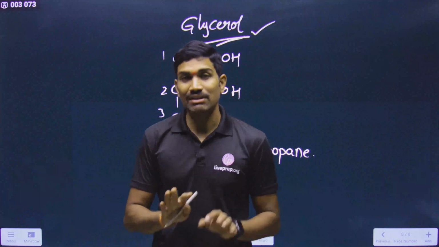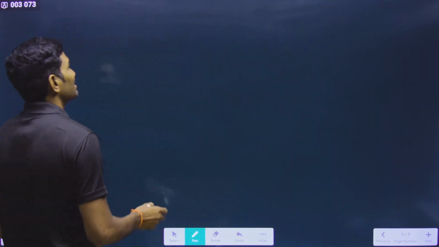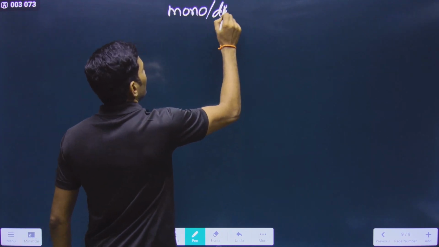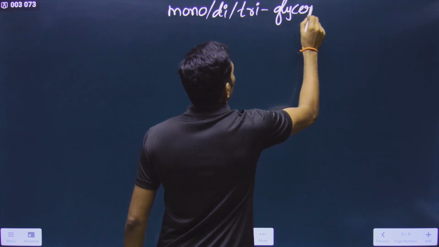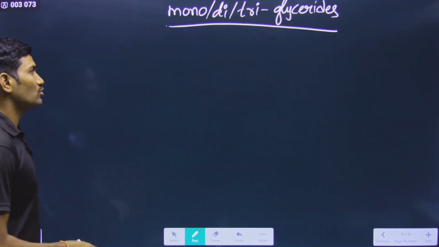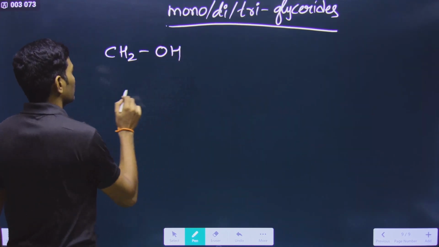Now with the reaction I will try to explain to you. So please try to understand this. Now we will talk about the glycerides, whether mono, di or triglycerides. So what are these? Glycerides. So glycerol should be there. CH2OH.